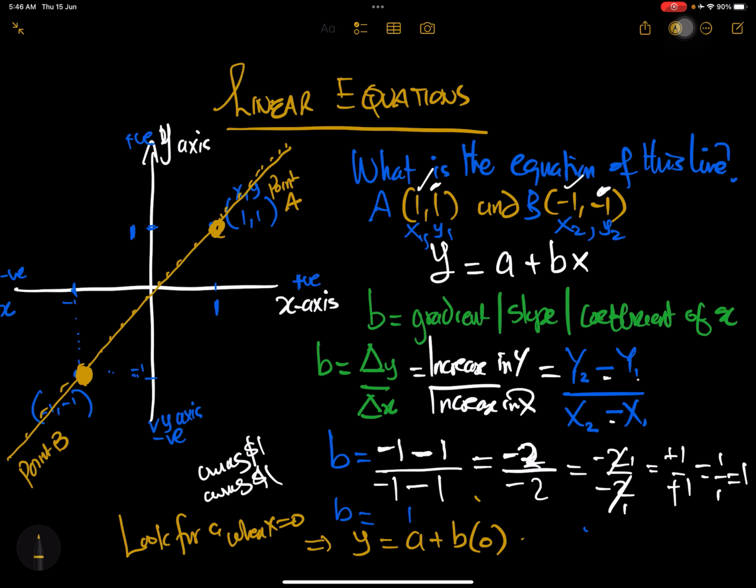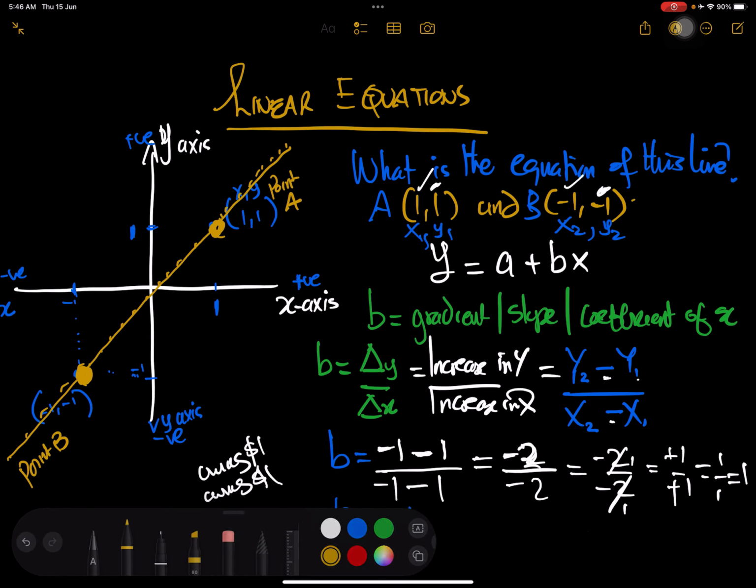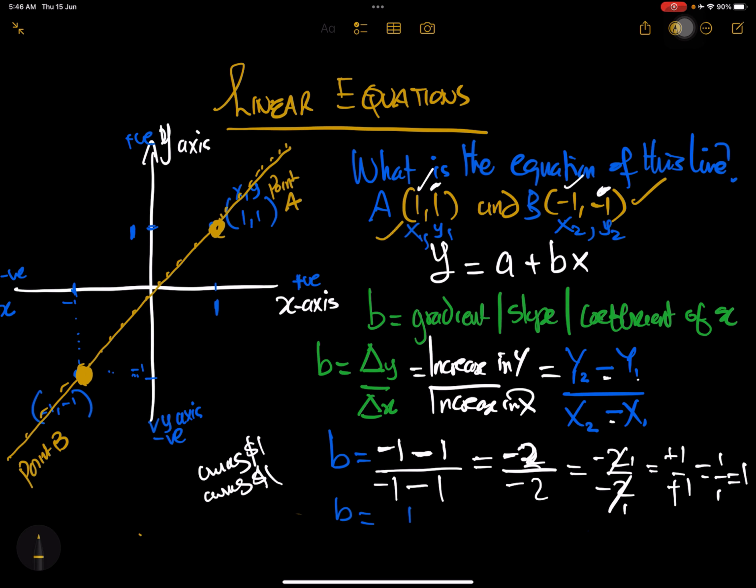Or what we can do is that we can pick any of the points. I think we should take it back a little bit. So we can pick any of the points, either this one or that one. Let's say we are picking point A. Pick point A and plug it in the equation. So we're going to have Y is equal to A plus, right now our B is 1, so 1x, which is Y is equal to A plus X.